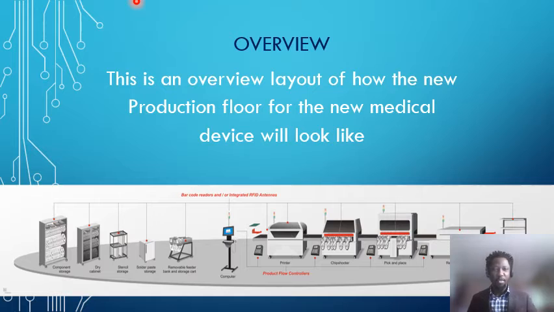So, going back to our presentation, we are going to continue with the overview of what the production floor is going to look like. As we can all see here in the background, we can see all these machines, which is an example of what we are going to have. Though it's going to be more than this, it's just to see how the production line is going to be.